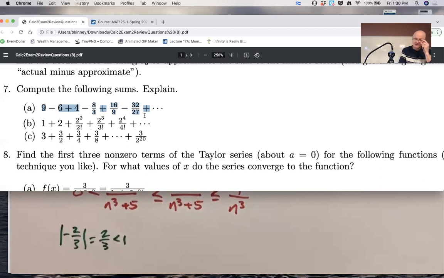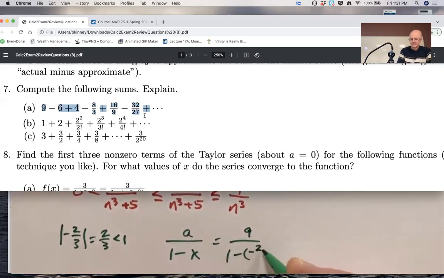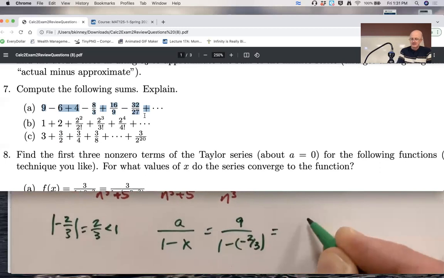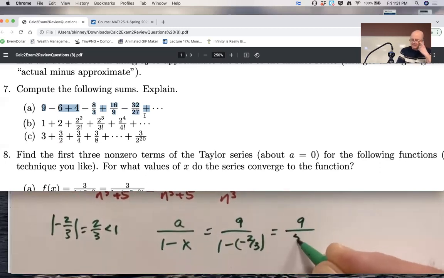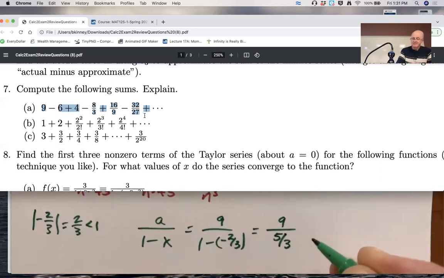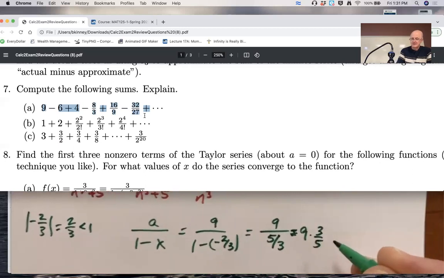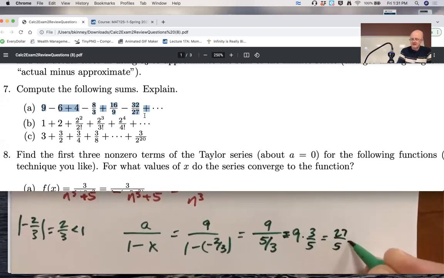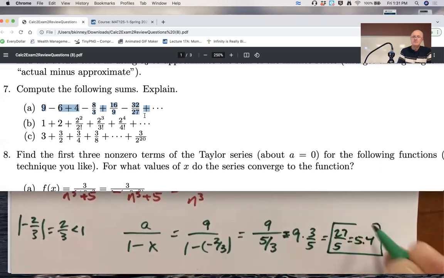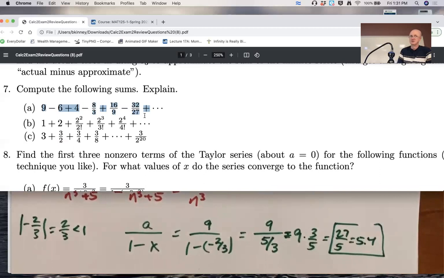That's enough to say the series converges, and we can even find its sum to be A over 1 minus the common ratio, which sometimes we called X and sometimes we called R. I'll call it X like we did at first. A is the first term, that's 9. Common ratio is negative 2/3. Two negatives in the bottom make a positive. 1 plus 2/3 is 5/3. 9 divided by 5/3 is 9 times 3/5. It is 27/5, which is 5.4. That's what the series in A converges to.